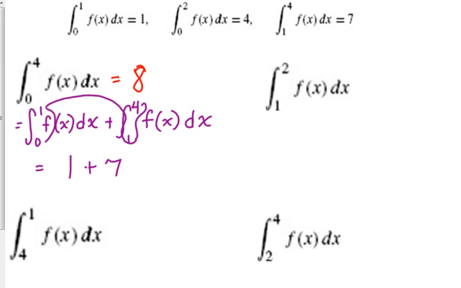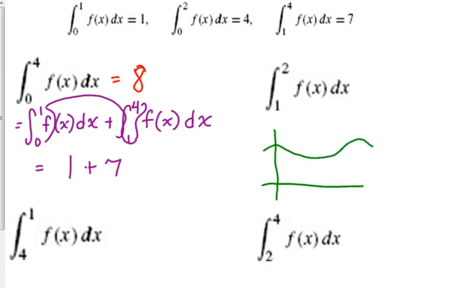Okay? Now, let's look at the next one. The integral from 1 to 2 of this function. Now, it may help to kind of draw a visual of what we know. Okay, based on those limits, I'm going to be looking at the first two, right? I'm not going to be using the last one because the last one goes all the way to 4. So the middle one is the only integral involving 2. So I'm just going to kind of sketch out what we're looking at here.